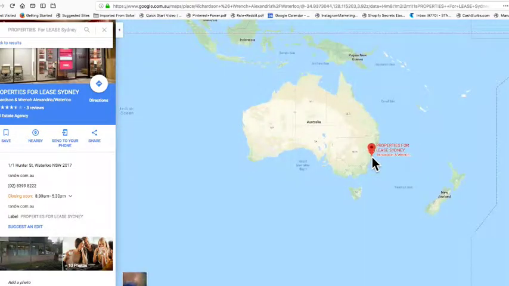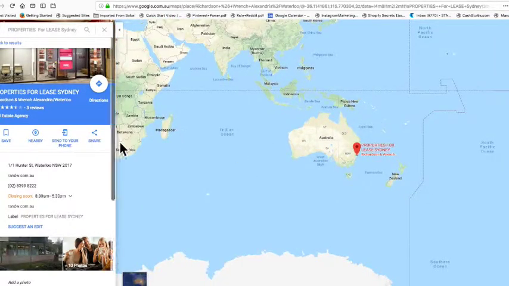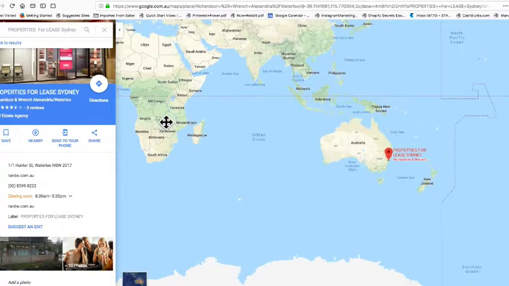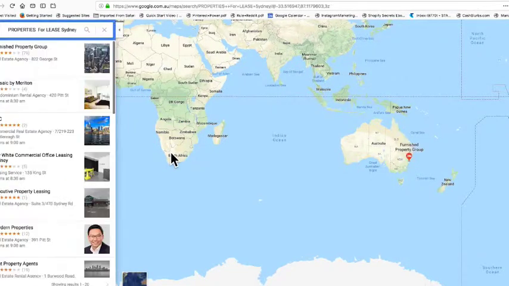Now, one of the properties nearby comes up. Properties for lease Sydney, and that's what I've been looking for in a particular area. I mark it, and now something very interesting happens. As you can see, we have the whole of the region. In fact, we have Australia.